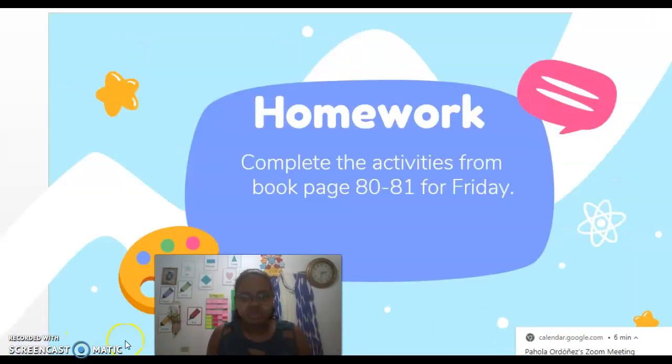Now your homework. Your homework is to complete the activities from book pages 80 and 81 for Friday. For Friday, not for tomorrow, for Friday. You're going to work with pages 80 and 81.